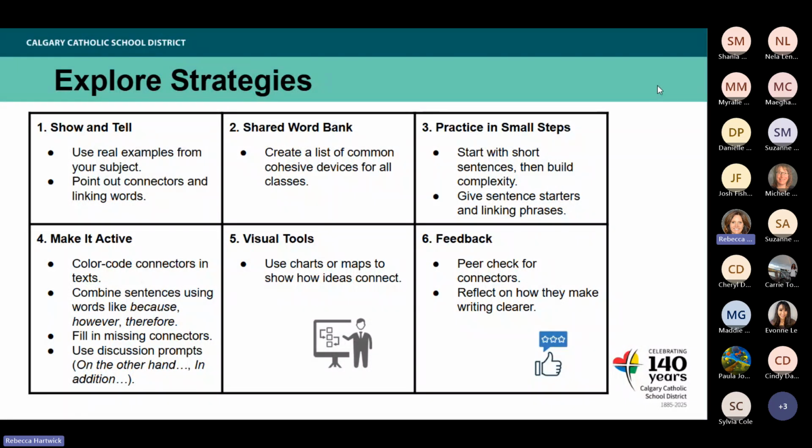So we're going to look at 6 strategies today. The first one, show and tell. Second, a shared word bank. Third, practice in small steps. Fourth, make it active. And fifth, visual tools. And then lastly, feedback. So we'll go through each of these separately now.